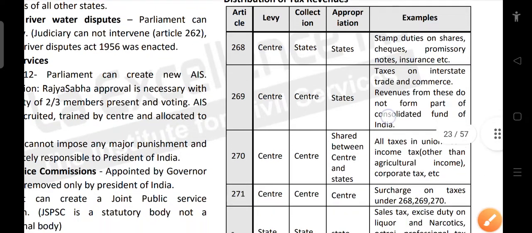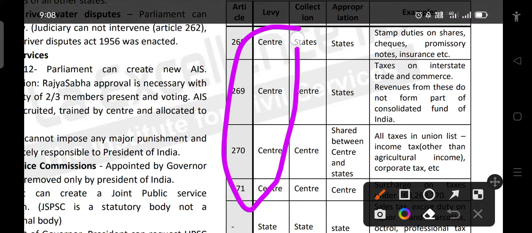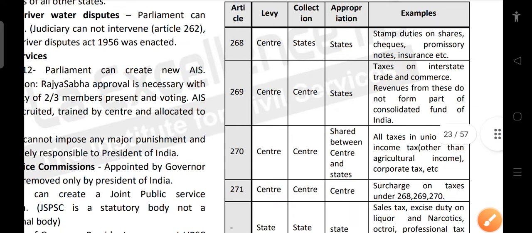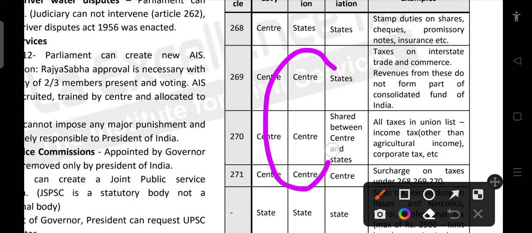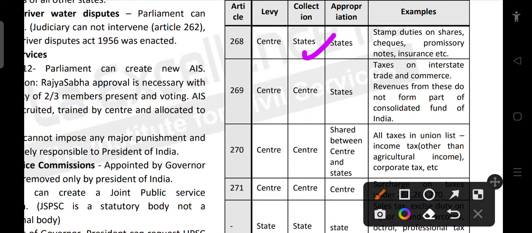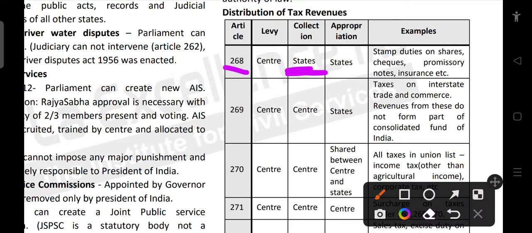From Article 268 to 271, all these four taxes are levied by center. Then Article 269 to 271, all these three are collected by center. Now state collects Article 268. The tax under Article 268 is collected by state. 268 alone is collected by state.